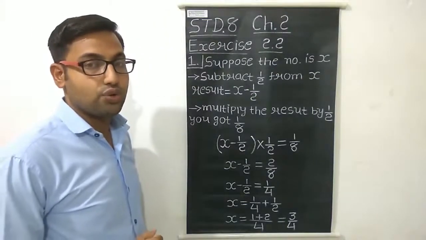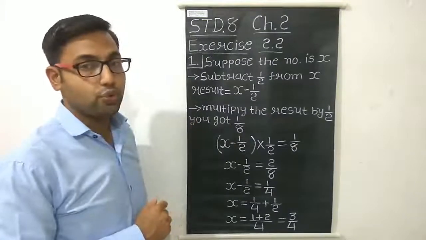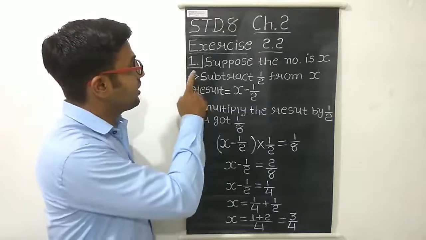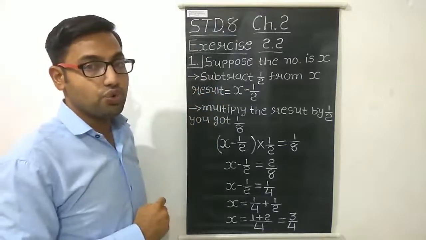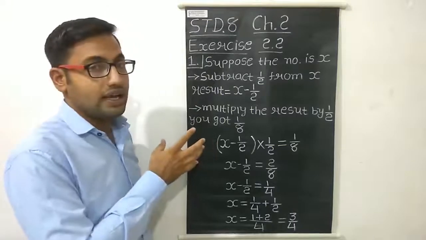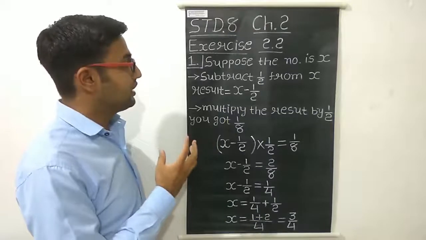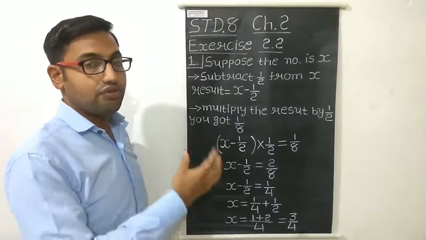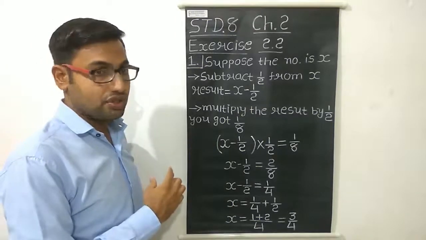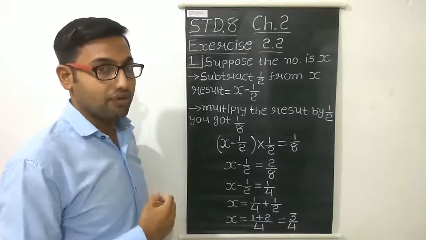Hello students, today we will study exercise 2.2. This is the topic of standard 8, chapter number 2, linear equations in one variable. So in this exercise, we will study sums of linear equations in which on one side there is a linear expression, and on the other side a number is given.